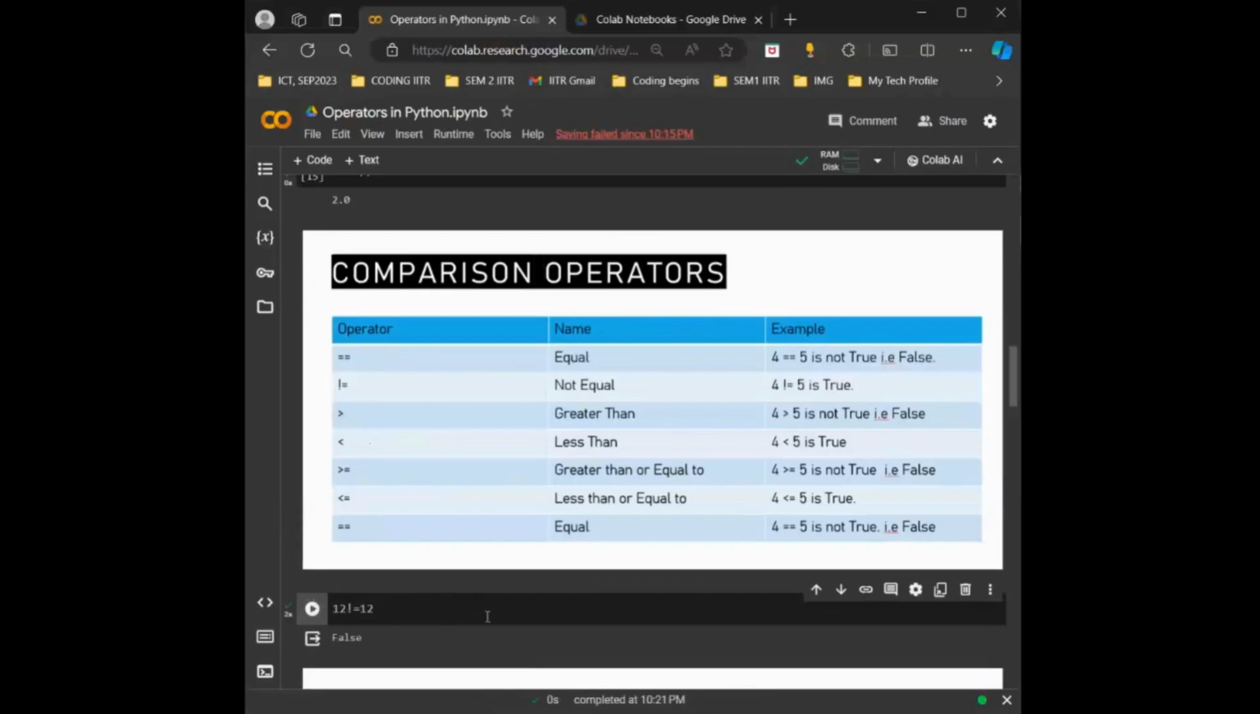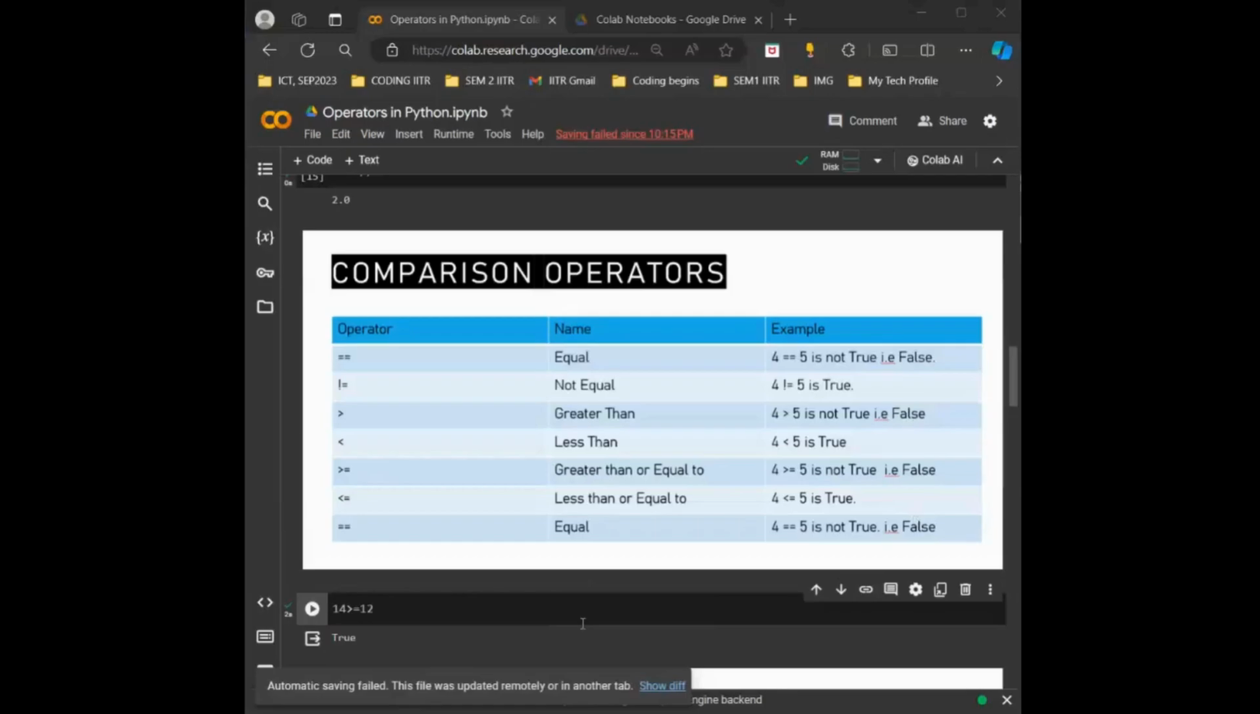It is false. Okay, let us operate with the greater than sign. 12 greater than 12. Is 12 greater than 12? What do you think? False. But if I add an equal to sign with it, 12 greater than equal to 12 means 12 is either greater than 12 or 12 is equal to 12, then it is true. If I make it 14, it will result in true because 14 is greater than 12. The result will again be true.